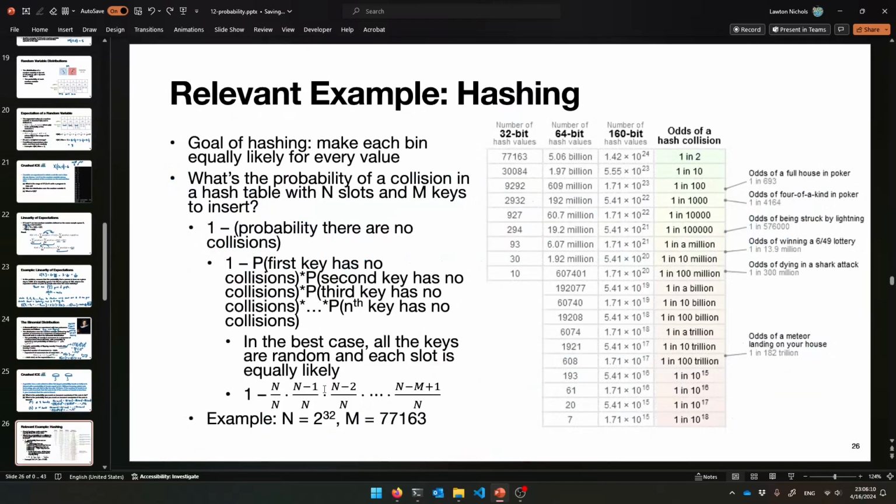And so for my last example today, let's bring it all back to computer science. So let's talk about hashing, right? Because that's something we care a whole lot about.